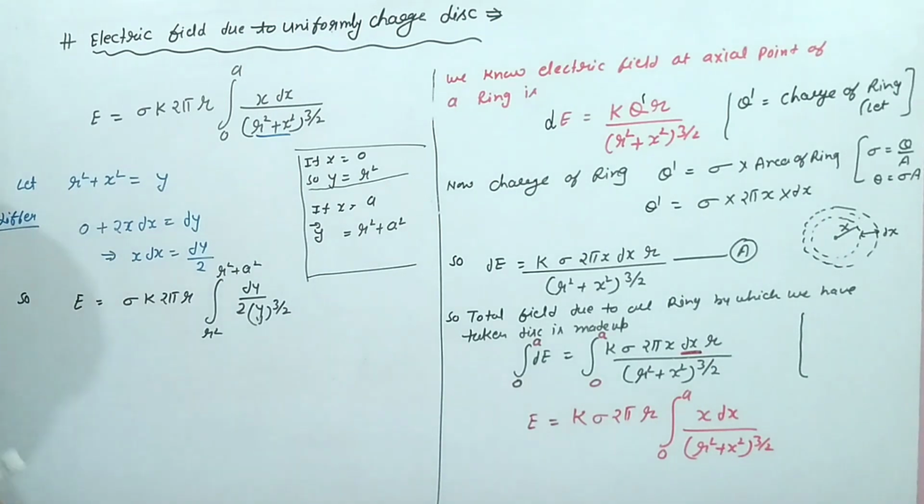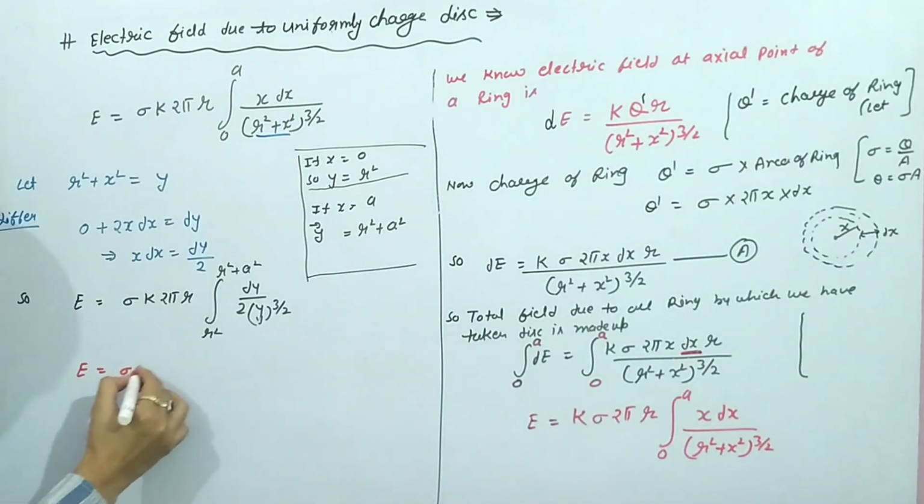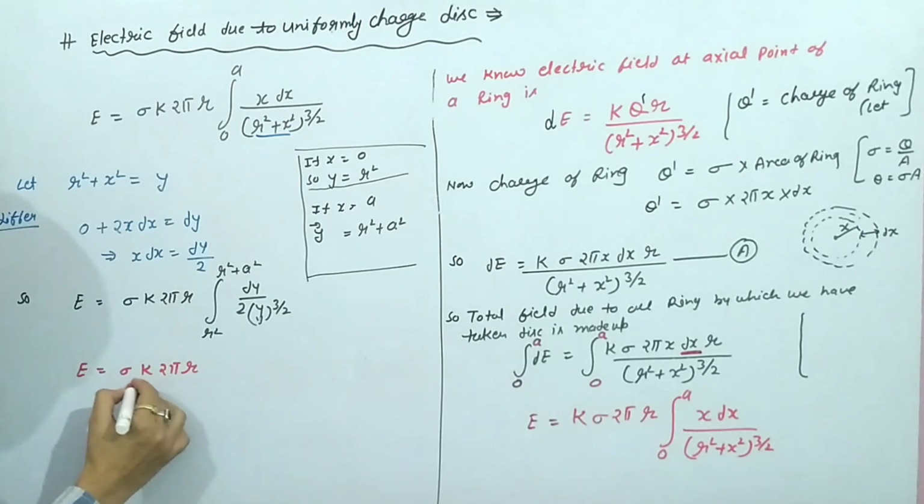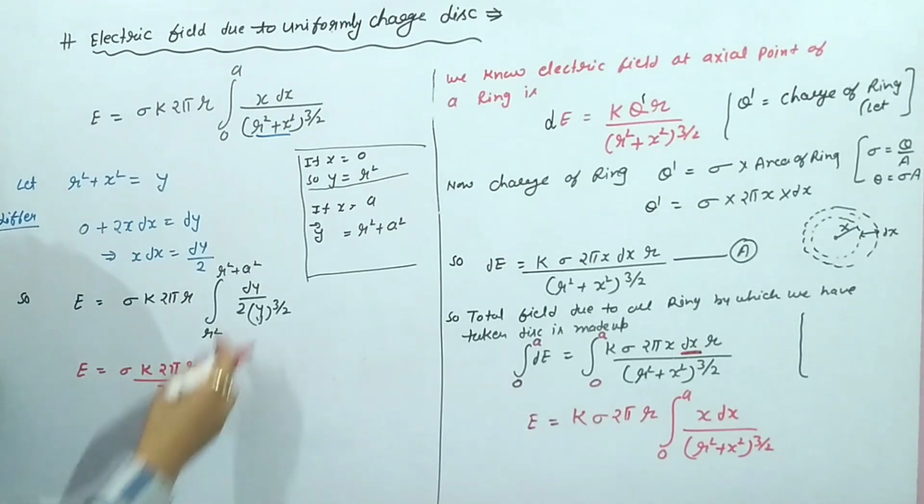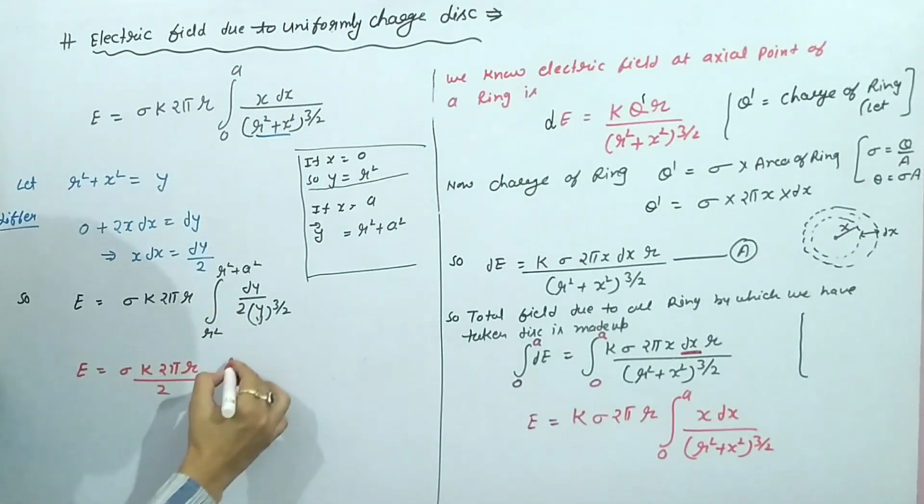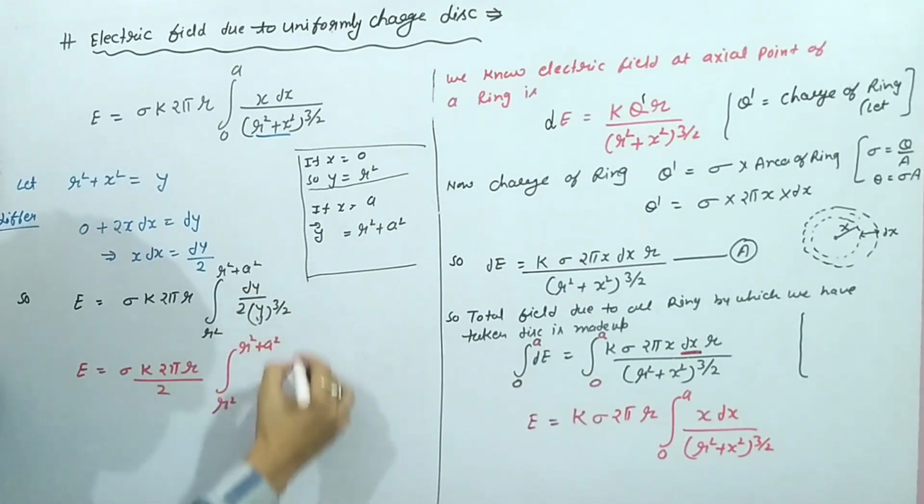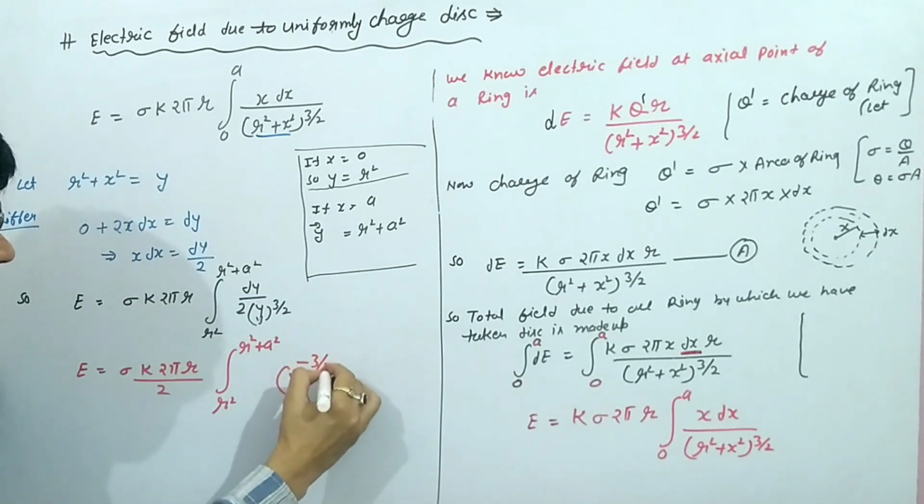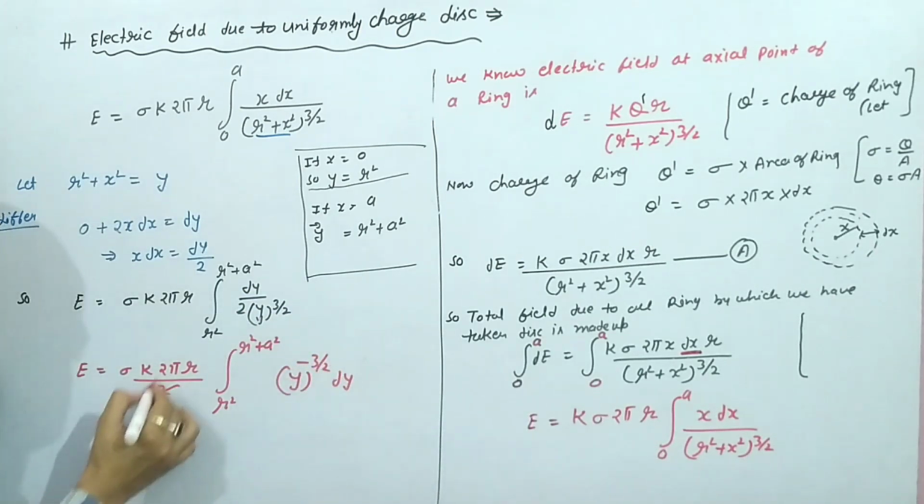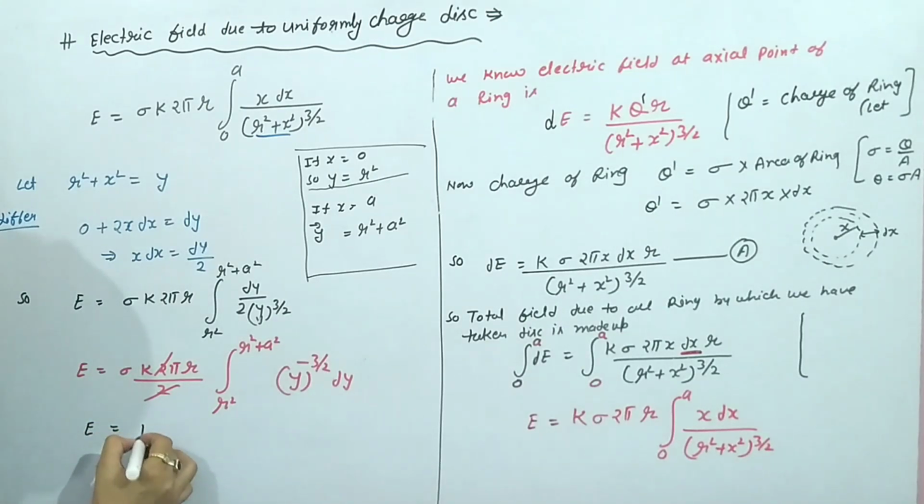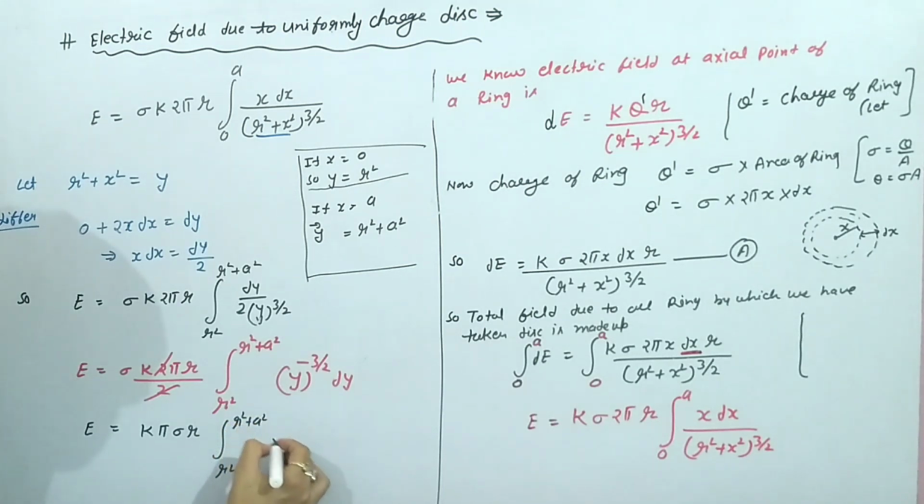Further, equal to sigma k 2 pi r upon 2 is constant. We can take it outside the integration, with limits r square to r square plus a square, y to the power minus 3/2 dy. The 2 cancels out. So we are getting equal to k pi sigma r integration from r square to r square plus a square of y to the power minus 3/2 dy.